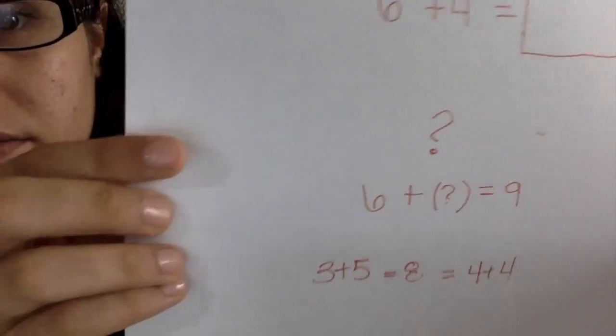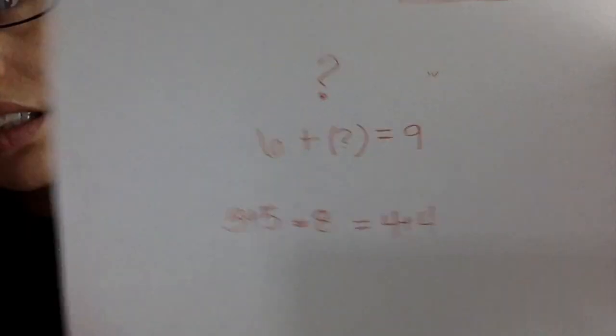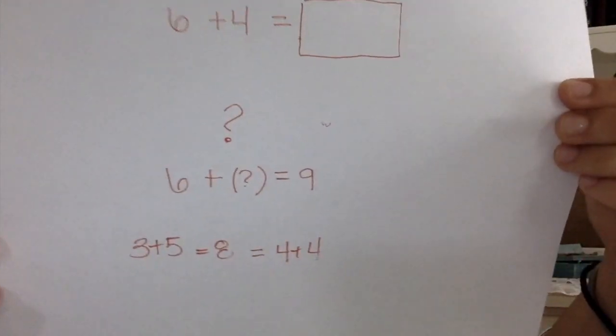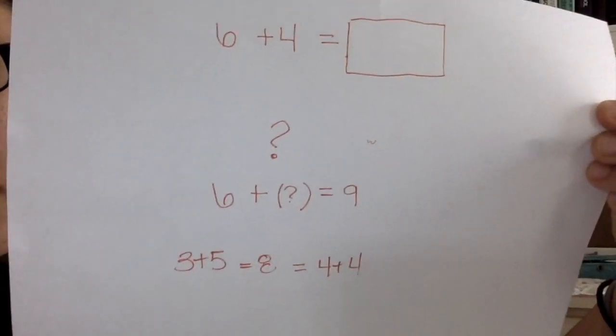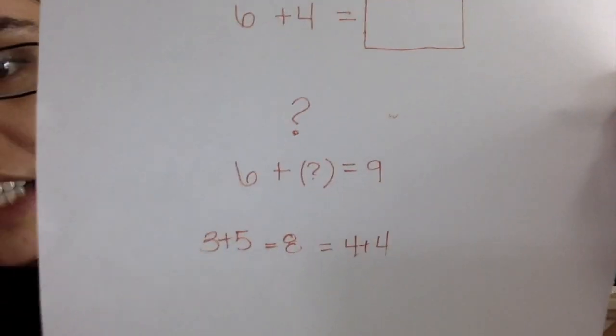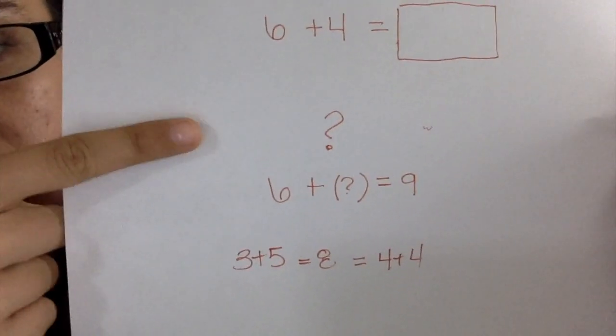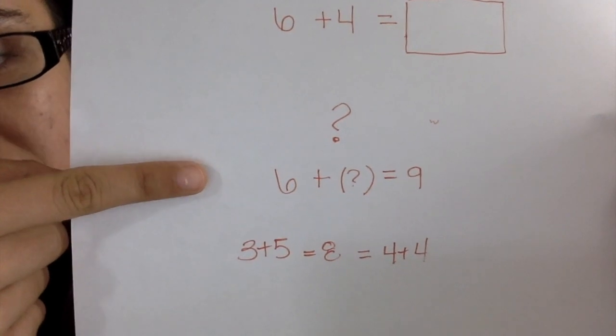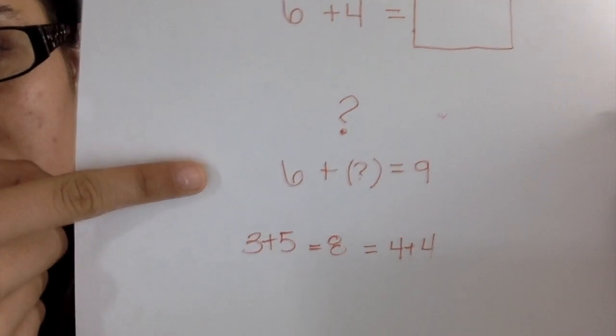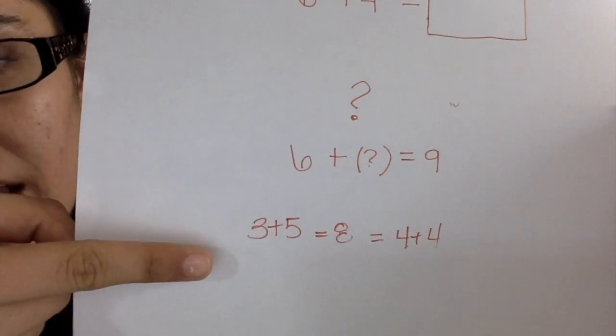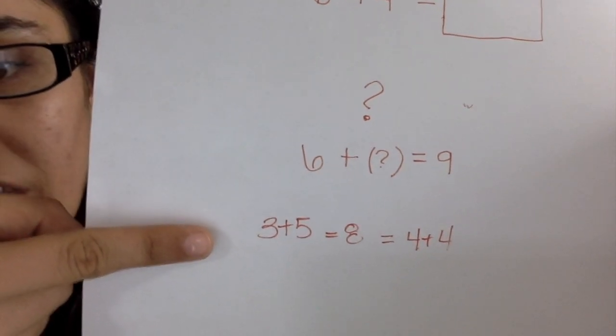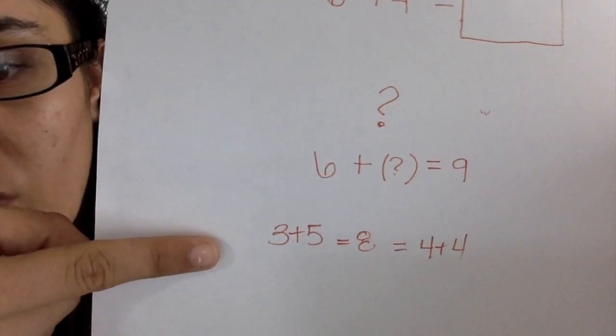Solve 6 plus 4 equals box. Know what a question mark means in an equation. Solve with missing addends: 6 plus question mark equals 9. And know when one quantity is equal to another: 3 plus 5 equals 4 plus 4.